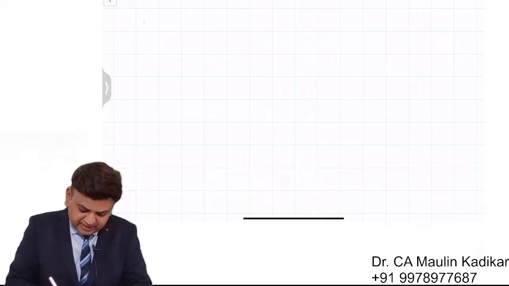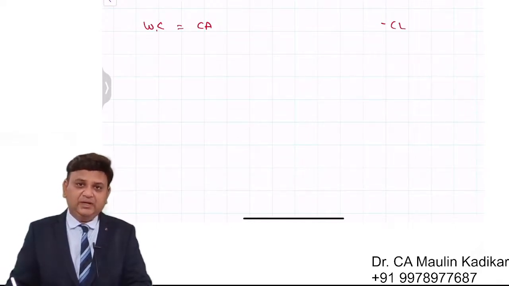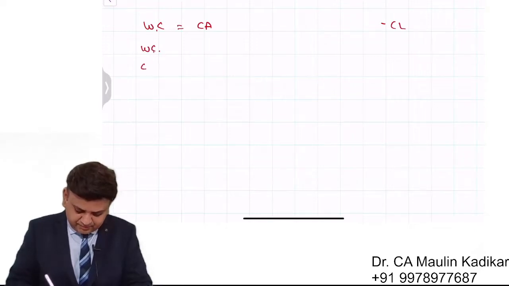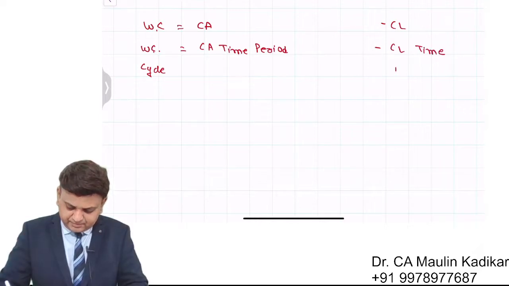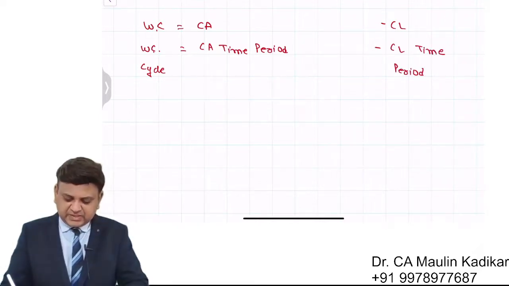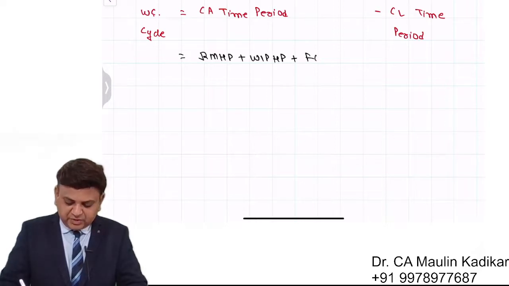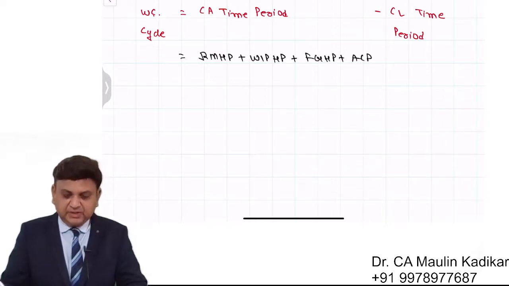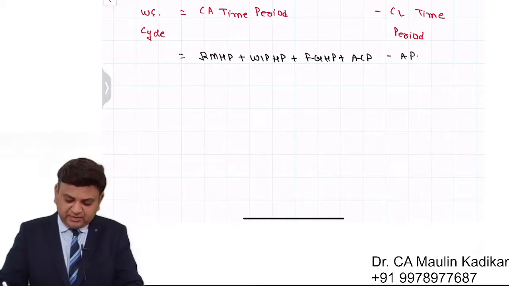Dear students, the way we compute the working capital, current assets minus current liabilities, exactly the same way we make the calculation of working capital cycle. It is calculated as the difference between current assets time period minus current liabilities time period. The current assets time period is calculated as raw material holding period plus WIP holding period plus finished goods holding period plus average collection period. So the total of all of them is considered to be the current assets time period, minus average payment period.